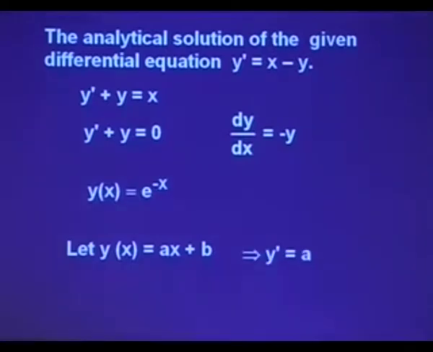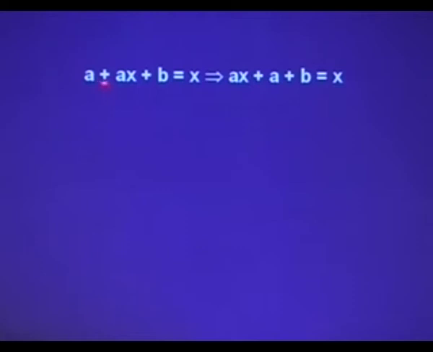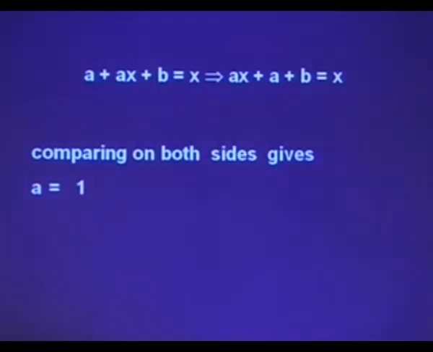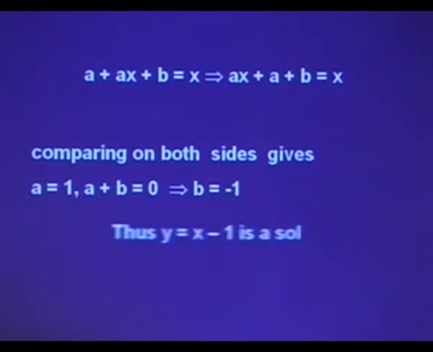So, this says y dash is equal to a. Now, if I put this in the given equation, what would I get? y dash plus y, that means a plus ax plus b is equal to x. What does it imply? That a times x plus a plus b should be x. Now, equate the coefficients on both sides. What does it give me? That a is equal to 1 and a plus b is equal to 0. Now, a plus b is equal to 0, what does it say? That b is equal to minus a, which is minus 1. That is what I have got, the particular solution, y is equal to x minus 1.